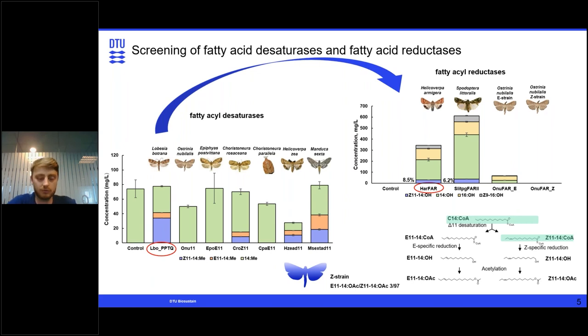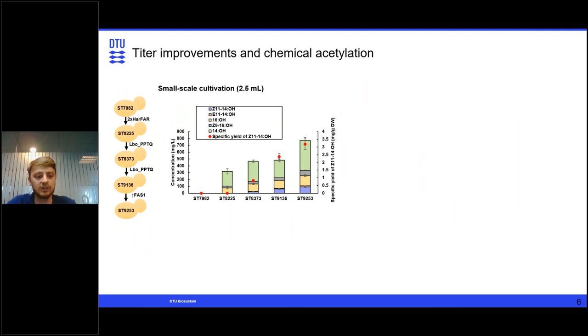So after this enzyme screening, we moved further, and we did a small round of metabolic engineering where we took a high myristic acid producing strain. We introduced 2 copies of reductase, 2 copies of desaturase, and finally we upregulated fatty acid synthase subunit 1 from Yarrowia lipolytica. And here you can see that the best strain is strain 9253, which produced in small scale around 100 milligrams per liter of our product.